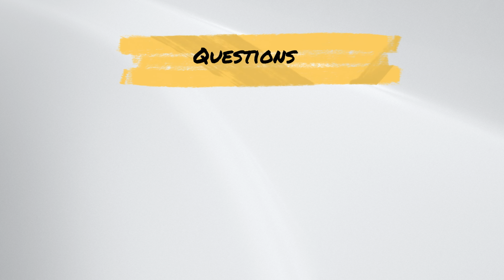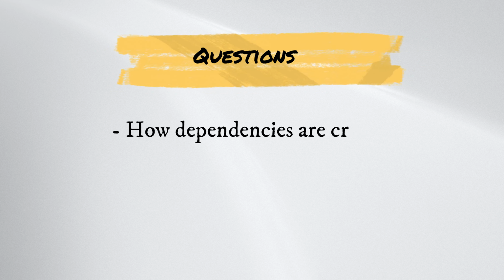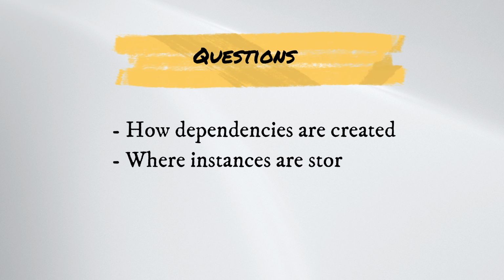So a couple of questions must have popped up in your mind. How exactly does Angular create these dependencies and where does it store the instances of these dependencies? You see, Angular creates these instances, right? So it must be storing them in some place. So what is that place and where do these instances reside? So let's talk about that.